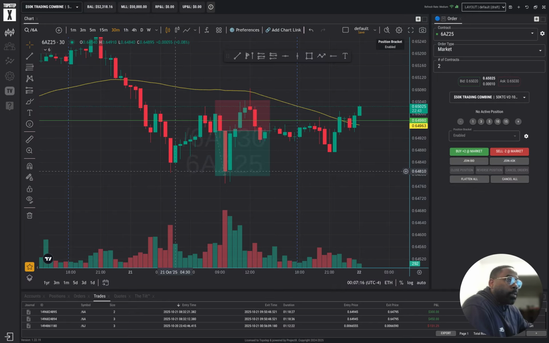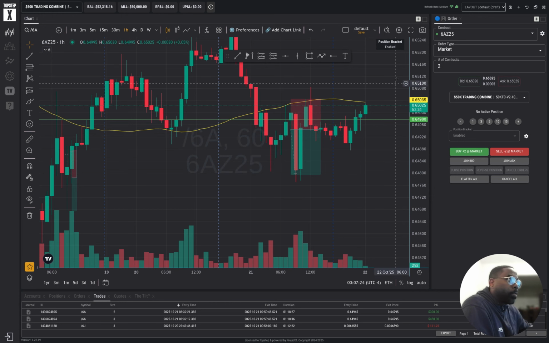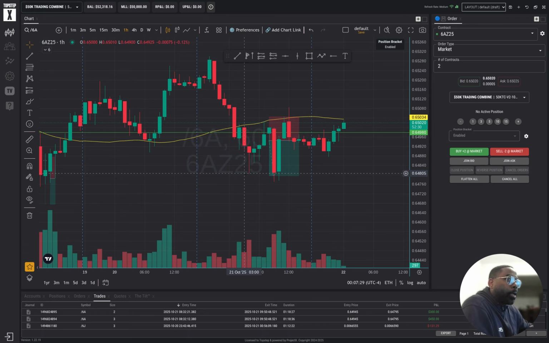So sometimes the structure allows me to get a little bit more out of it, but for this account, I'm not really worried about having the large risk to reward. The consistency is what's most important here, and getting in and out of the trade before it just ranges and you close out without profit.